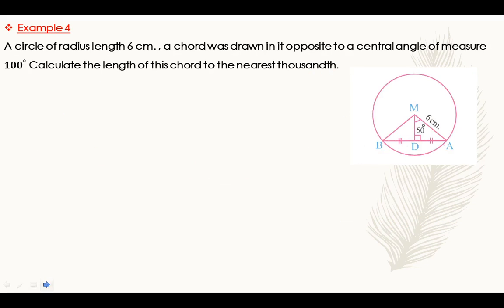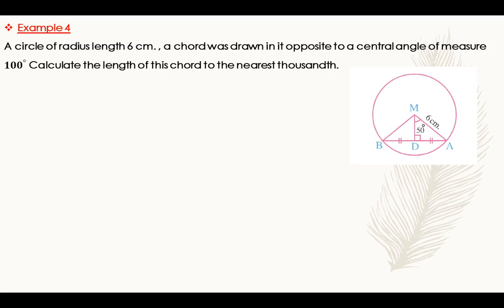Here in the opposite figure, a circle of radius length 6 centimeters. A chord AB is drawn in it, opposite to a central angle of measure 100 degrees. So we have the measure of the central angle, which is equal to 100 degrees.